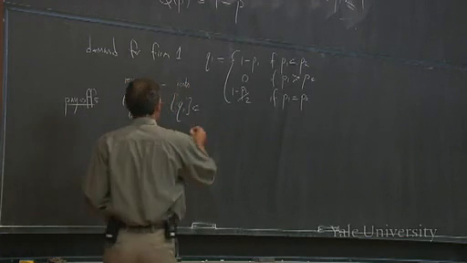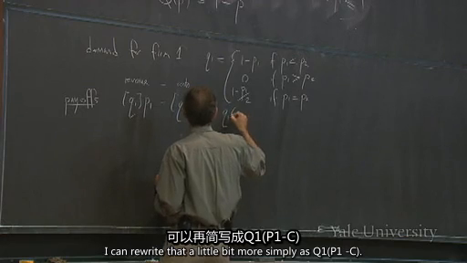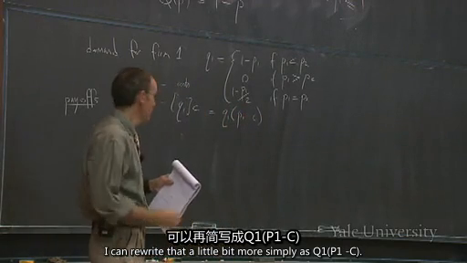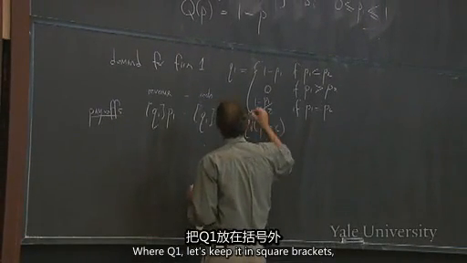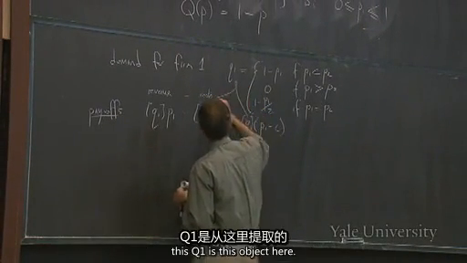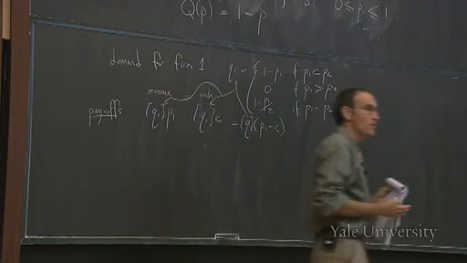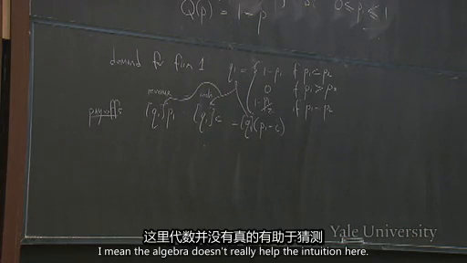All right, I can rewrite that a little bit more simply as Q1 [P1 minus C], where this Q1, let's keep it in square brackets, is this object here. Does everyone understand what's going on? I mean, the algebra doesn't really help the intuition here. The intuition is pretty straightforward.